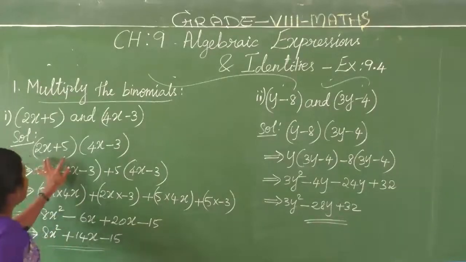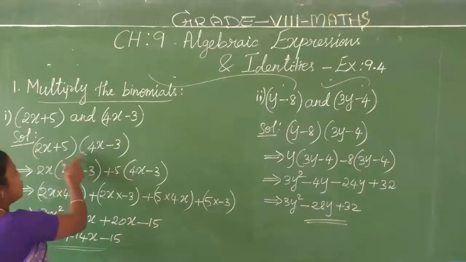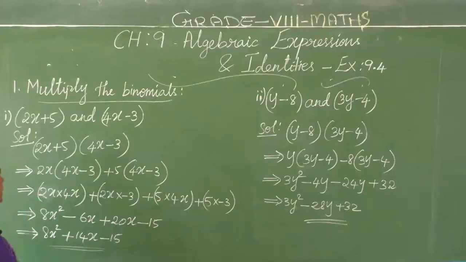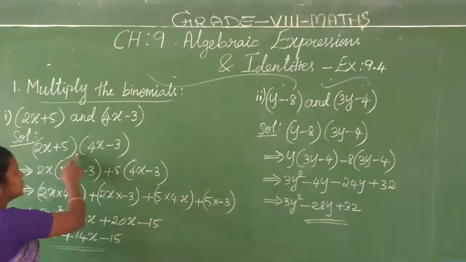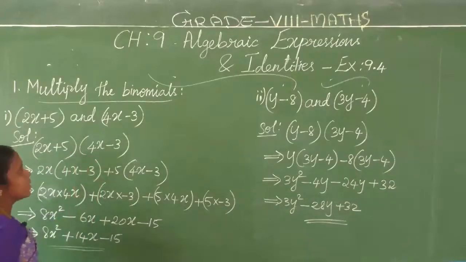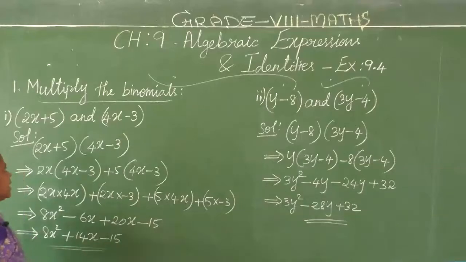I have taken both binomials for multiplication: 2x plus 5 into 4x minus 3. There is no symbol between the two expressions, so how do you consider it? Multiplication only. 2x plus 5 into 4x minus 3. Now, how to multiply? Split the brackets part by part.